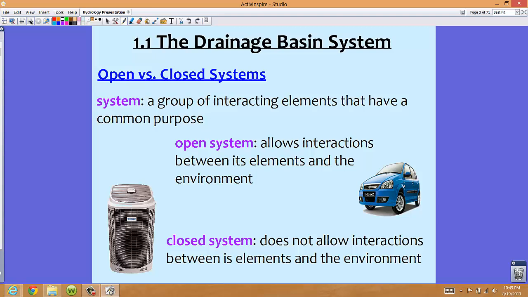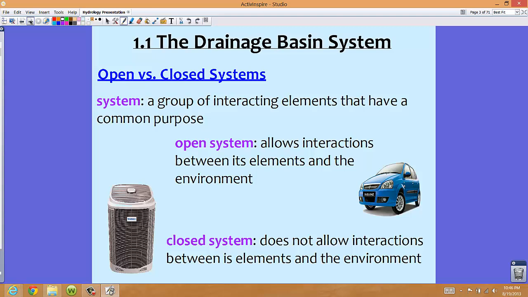Now an open system allows the interactions between its elements and the environment. This allows energy to flow through evenly, distributed coming in and out. So an open system is kind of like an open door. You can go in and out. A closed system does not allow interactions between its elements and the environment. So this is where your door, all the windows are absolutely shut. The system works on its own and does not allow any sort of interaction with the outside environment.